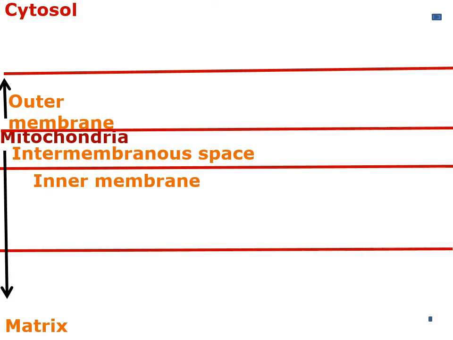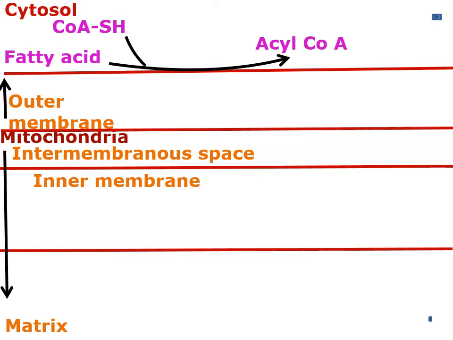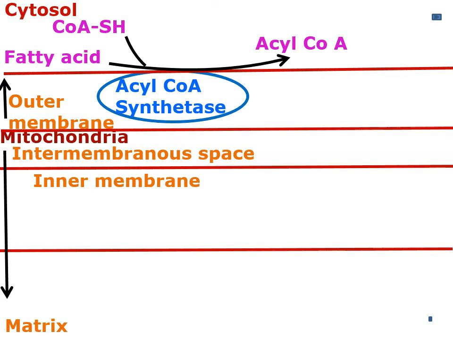Is that clear? Now where did I say this enzyme is present? That is acyl-CoA synthetase. It is present in the outer membrane. So fatty acid, in the presence of which enzyme? Acyl-CoA synthetase is activated as acyl-CoA. Remember students, this acyl-CoA is not permeable through the mitochondrial membrane. Is that clear? That's the first step.